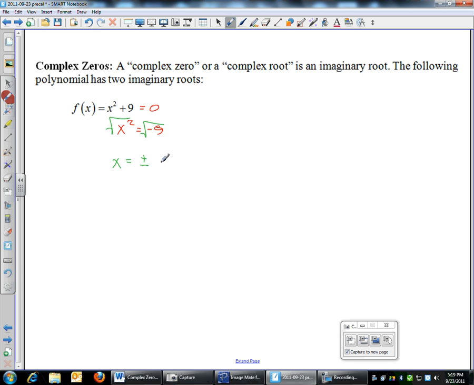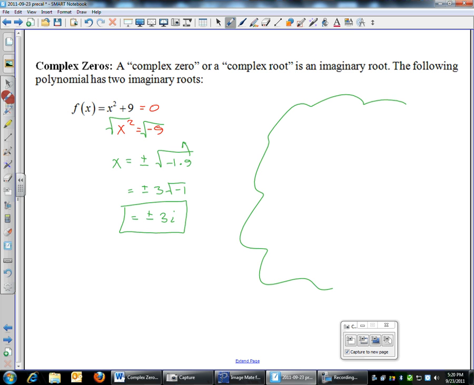9. I'm going to do this the long way first. That's negative 1 times 9, right? Yeah, that's right. I can pull out the 9 as a 3. So that's plus or minus 3 square root of negative 1, and the square root of negative 1 is i. So this is the plus or minus 3i, and those are my two complex roots. There are no real roots. This thing never actually hits the x-axis, so we have imaginary roots. We have complex roots.